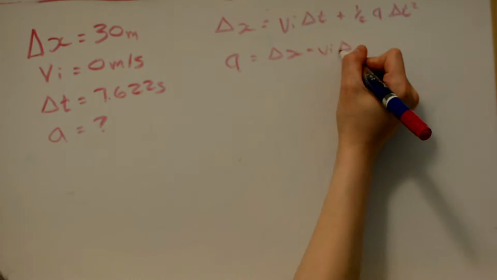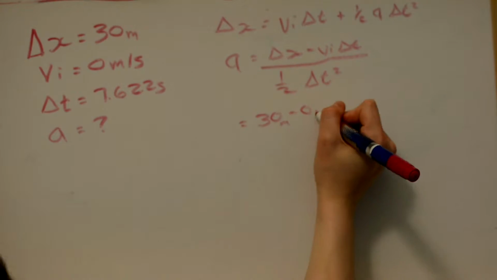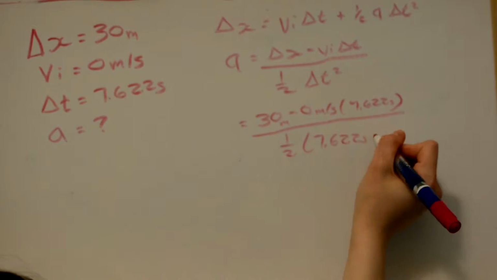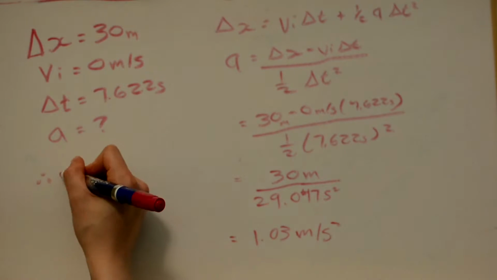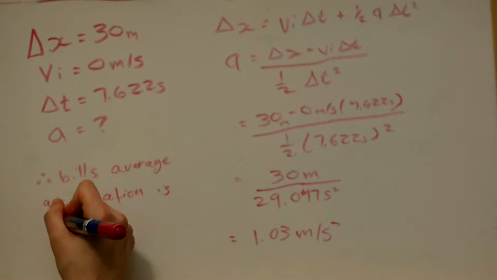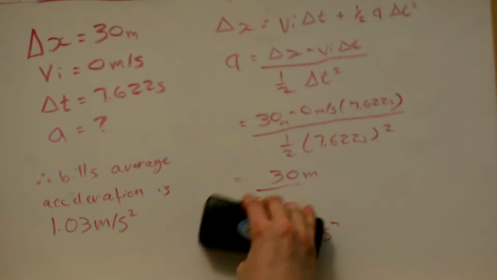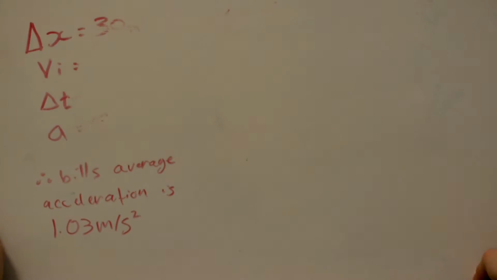First, we use the big 5 equation, x equals vi times delta t plus 1/2 a times delta t squared, and rearrange for a. Next, we'll sub in our givens and solve for acceleration. Based off our calculations, Bill's average acceleration is 1.03 meters per second squared.